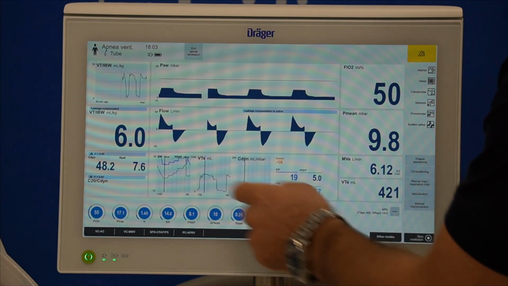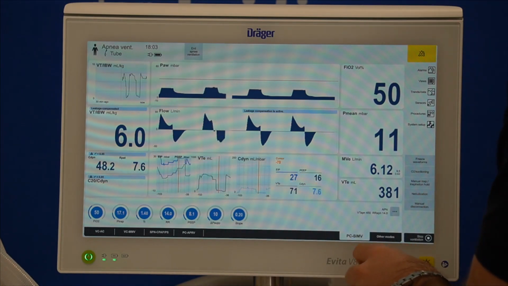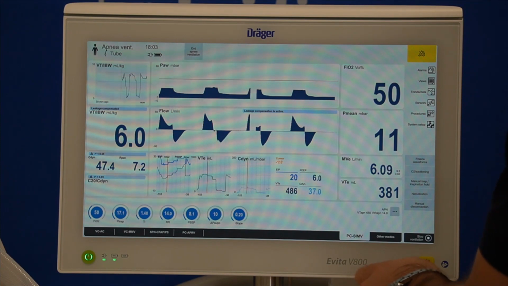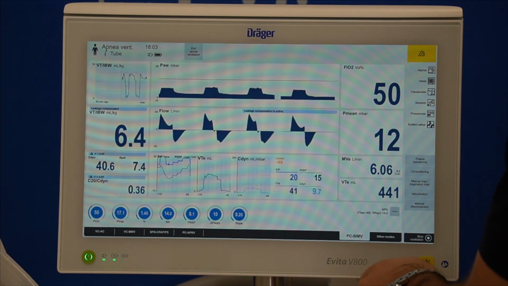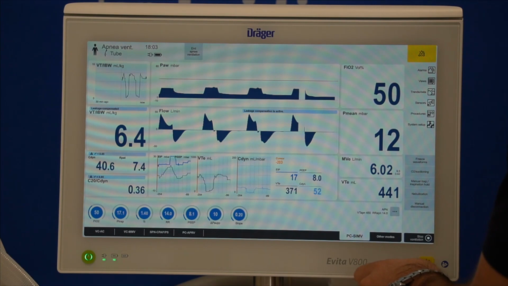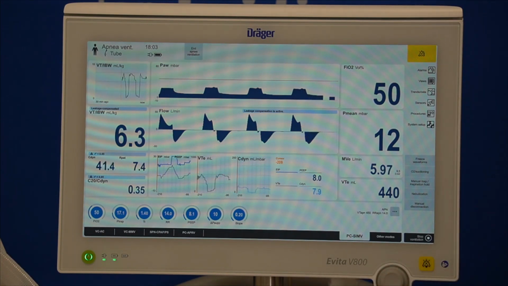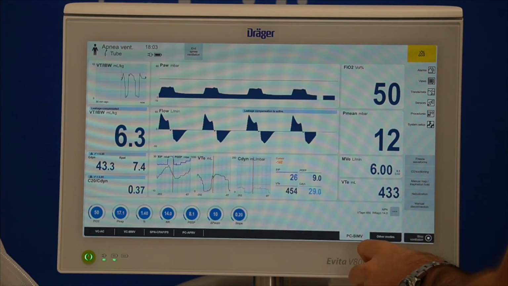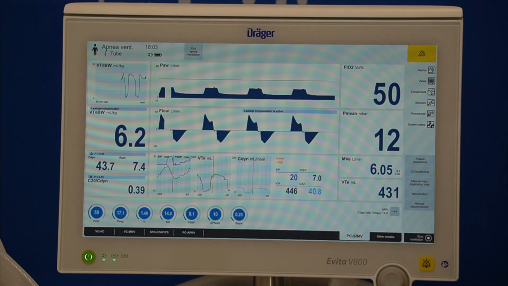In my mini trends here, if I scroll back, you can see that I've previously completed a recruitment manoeuvre using a stepwise approach. The benefit of the recruitment trends is that they support reviewing of the recruitment manoeuvre and attempt to allow the clinician to optimize ventilation. They give a breath-by-breath trend of the PEEP, the tidal volume, and the dynamic compliance. You can manually use the cursor, as I've just demonstrated, to find the settings for the best compliance and the settings for the best tidal volume.